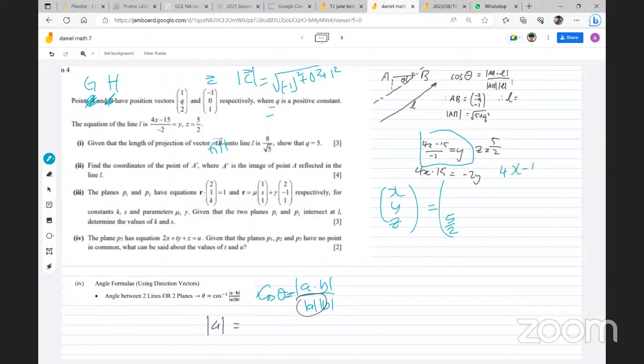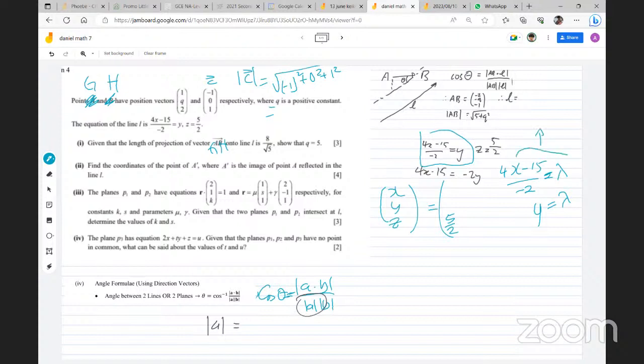4x minus 15 over minus 2 equals the constant of the line. So lambda, I'll call it lambda. Then y is also equal to lambda. So I'm just separating them for a while. I need to separate them anyway, right?